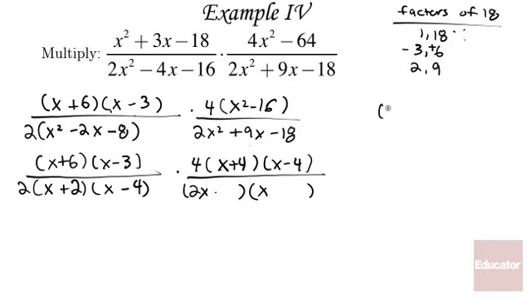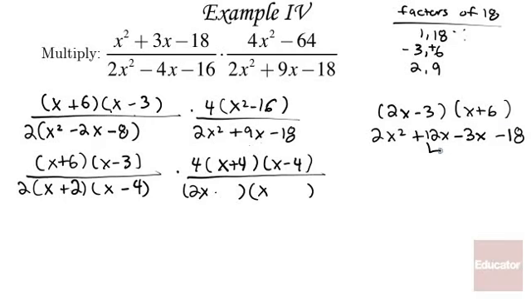So just using trial and error, if I take 2x, let's try minus 3, and then let's try x plus 6. I get 2x squared is my first term, my outer term, 12x, inner term, negative 3x, last term, negative 18. These two do add up to 9x, so this is the correct factorization. So I'm going to write this as 2x minus 3, x plus 6. Okay.